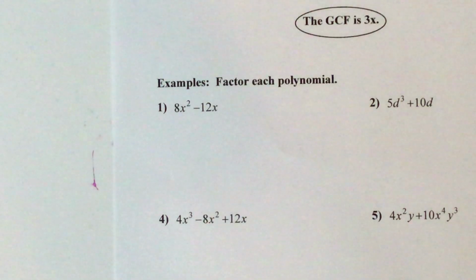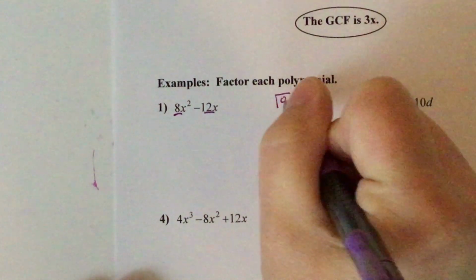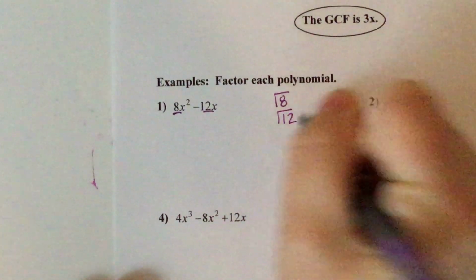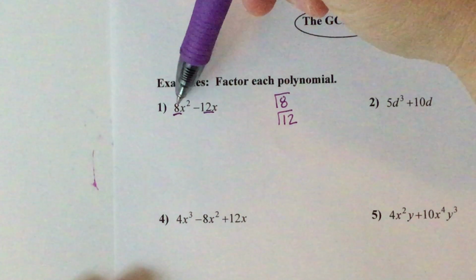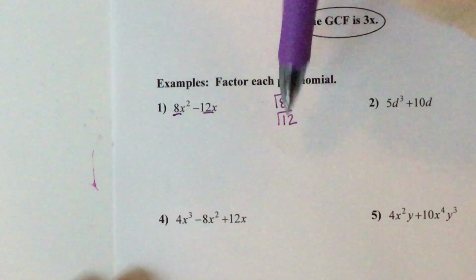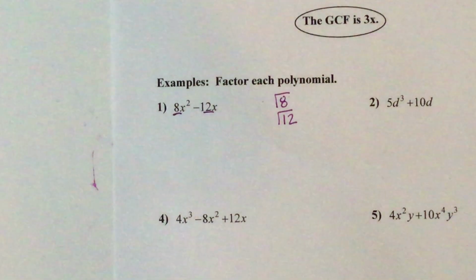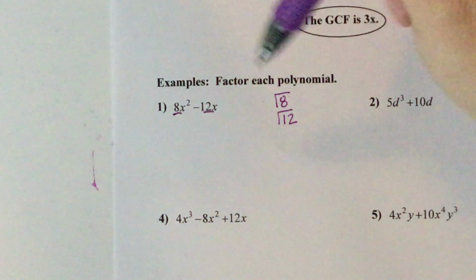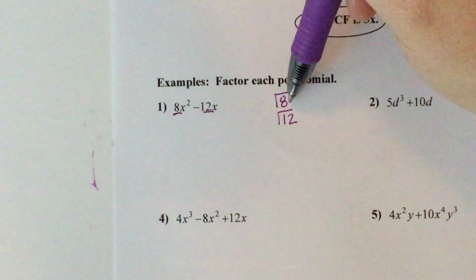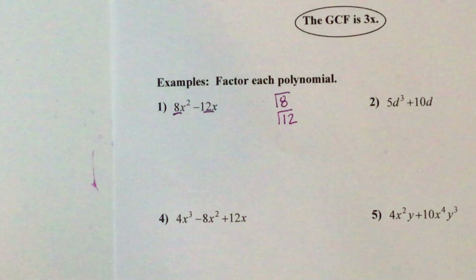Okay, so looking at this problem, I'm going to start with the 8 and 12. Do you know what the greatest number is that can divide into 8 and 12? Now, if you start with the smallest number, 8, 8 can go into 8, but can 8 divide into 12? Nope. So this time the smallest number is not the GCF. Okay, so we have to think of something smaller than 8 that can go into an 8 and go into a 12. And what is it?